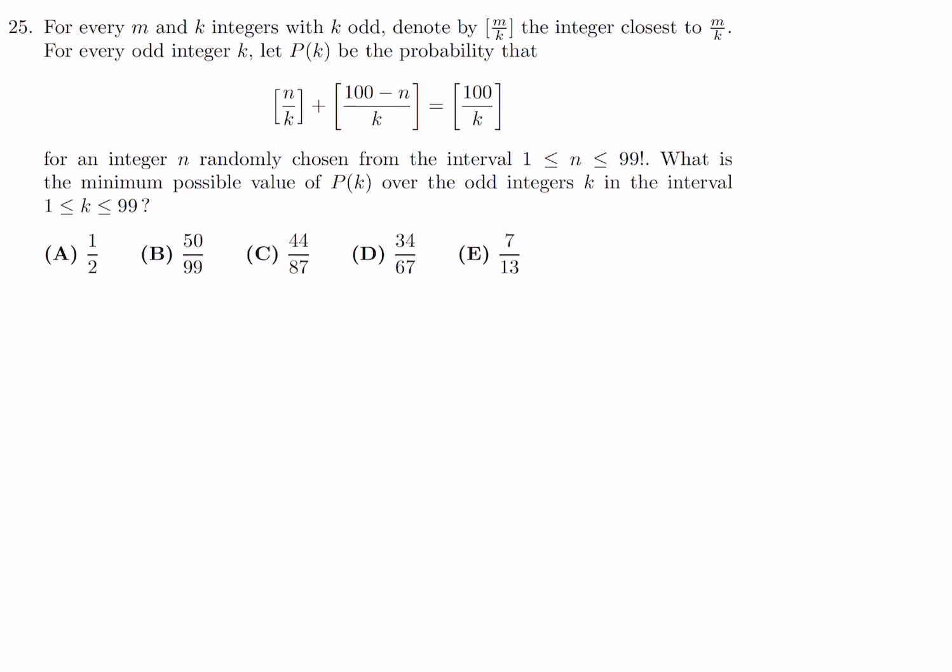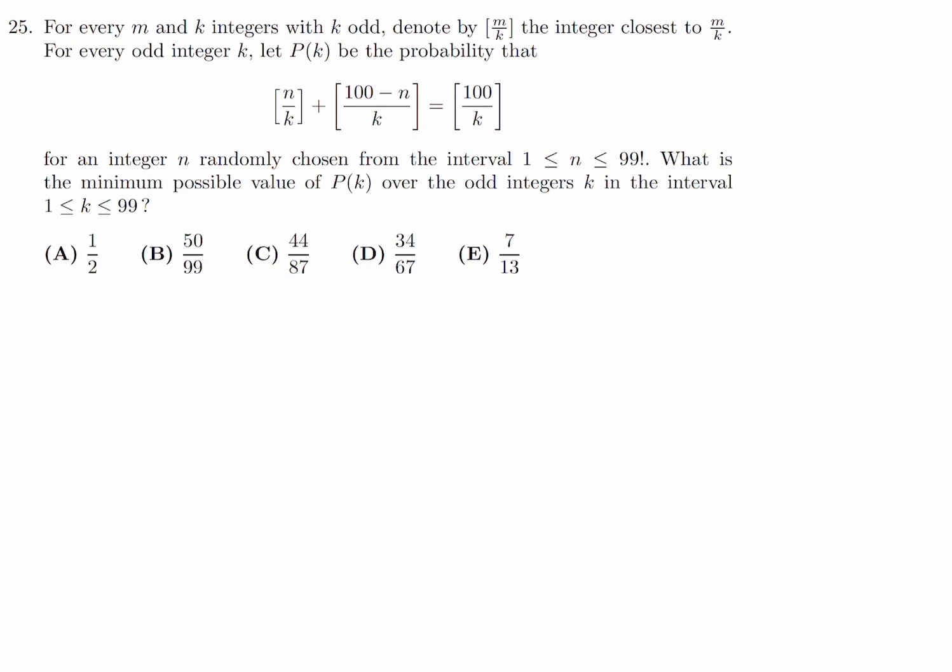For every m and k integers with k odd, denote by bracket m/k the integer closest to m over k. For every odd integer k, let p_k be the probability that bracket n/k plus bracket (100 minus n)/k equals bracket 100/k. For an integer n, randomly chosen from the interval n between 1 and 99 factorial, what is the minimum possible value of p_k over the odd integers k in the interval k between 1 to 99?